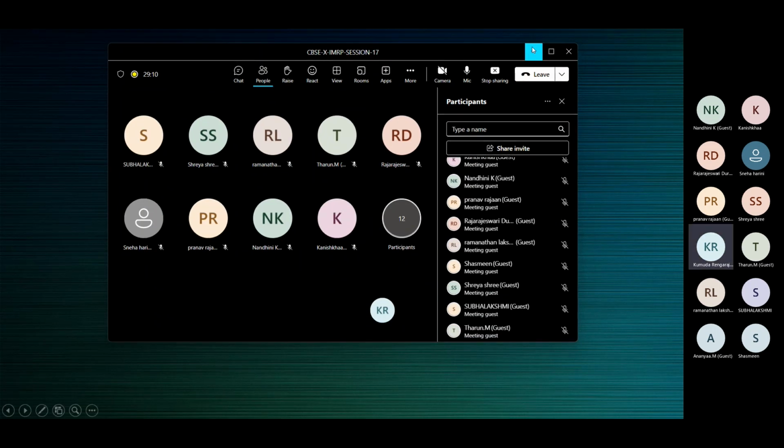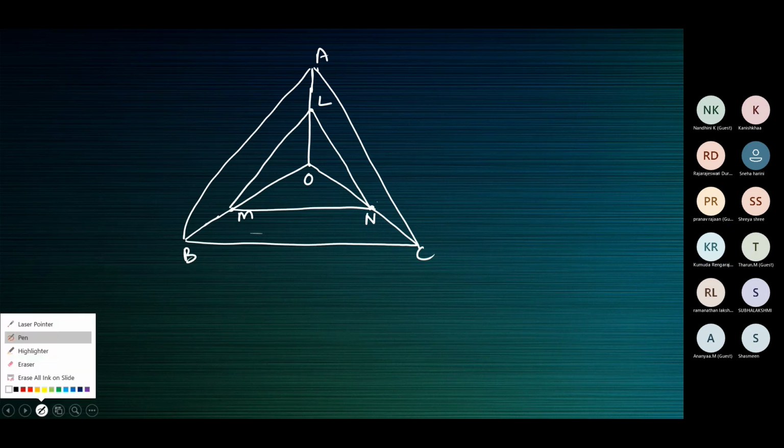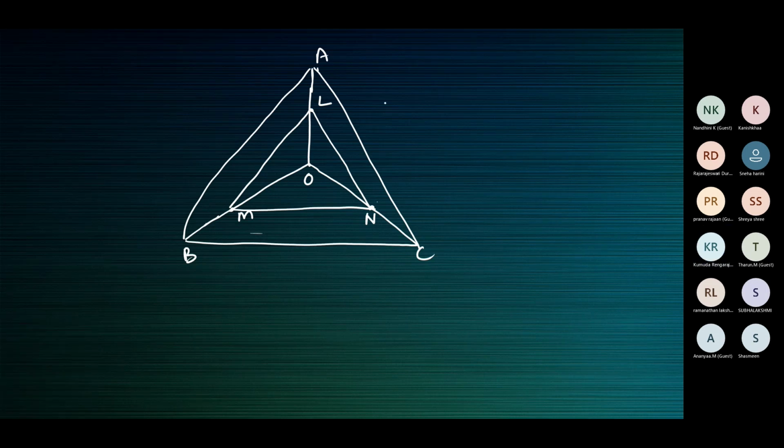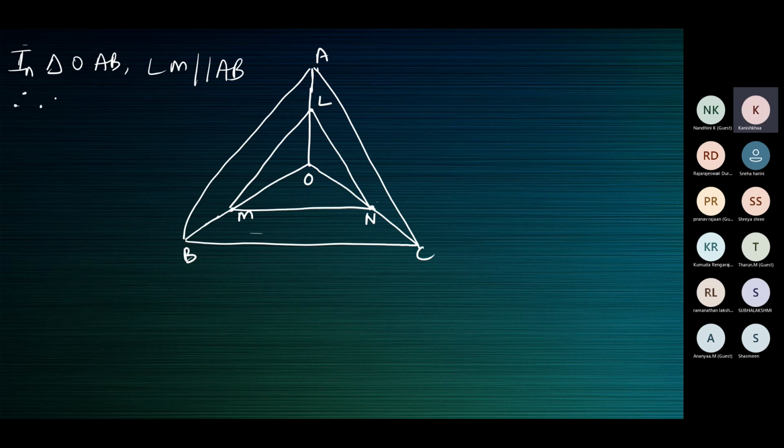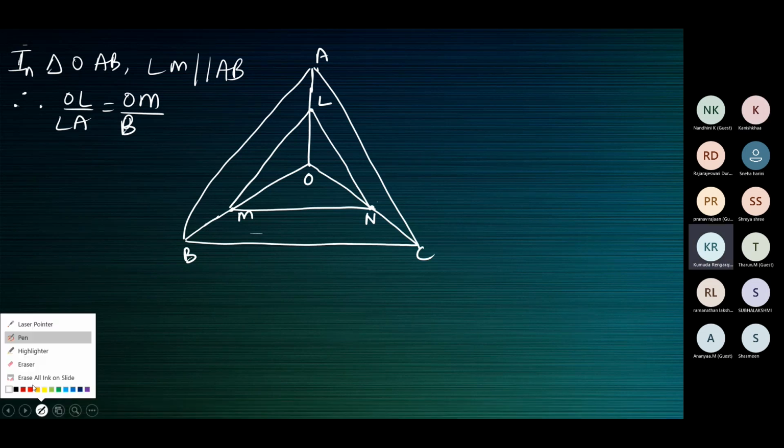Kanishka, quickly tell us this proof. Ma'am, in triangle OAB, LM is parallel to AB. So OL by LA will be equal to OM by MB, ma'am. By BM or MB, correct? Okay. Yes.